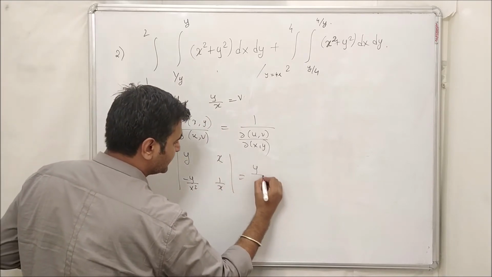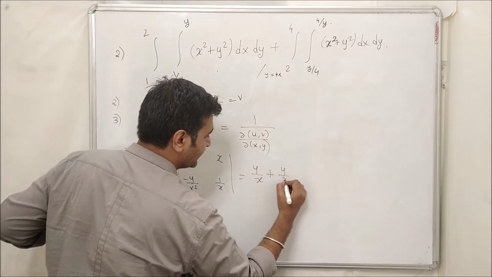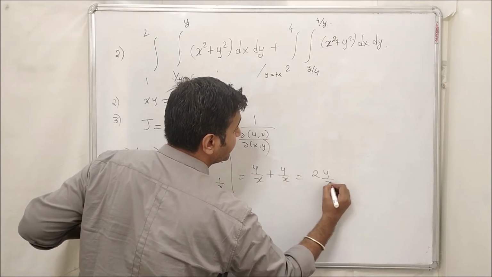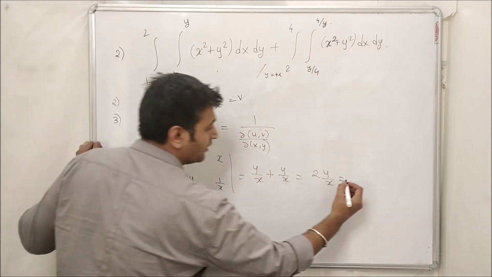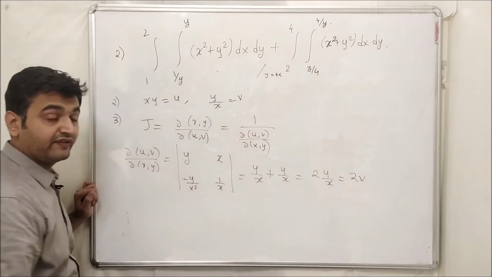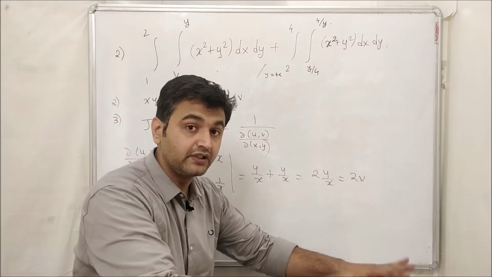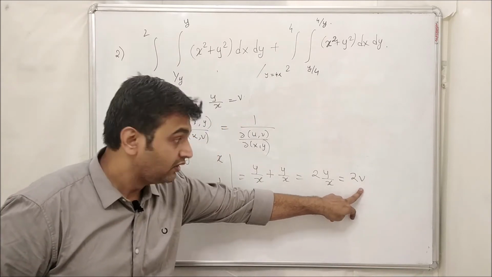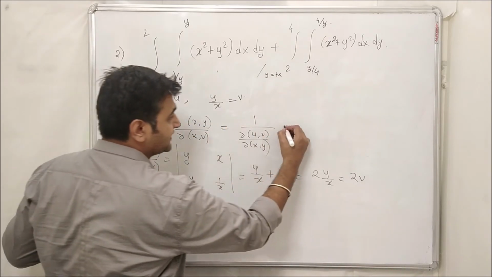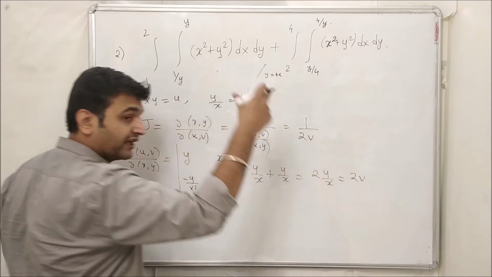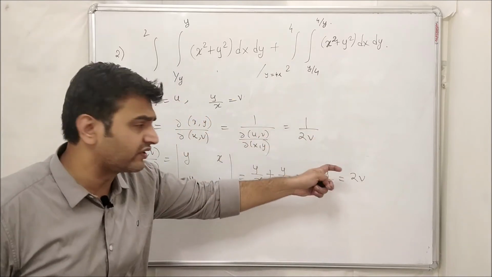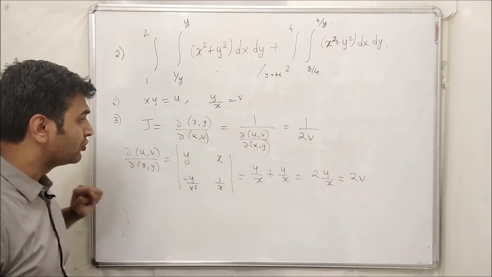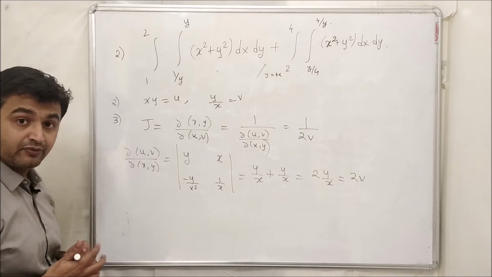And if you try to solve this, y by x plus y by x, which is 2 times y by x. But what is y by x? It is v. So finally your answer should be in terms of v, right? Because we are going into the uv world. So do not forget this. So this is 2v. So therefore what is this? 1 upon 2v. I am not taking mod because we are in the first quadrant, so v is positive. Need not worry. So great. I got the Jacobian as well.